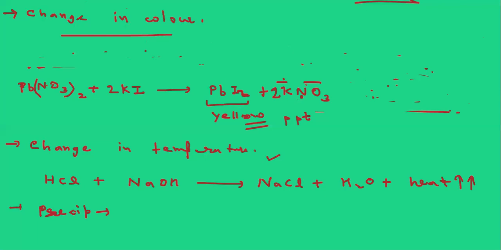So this is also an example of a precipitate reaction, in which Pb is being used. So we always have to remember this example too. It is important for the board examination.